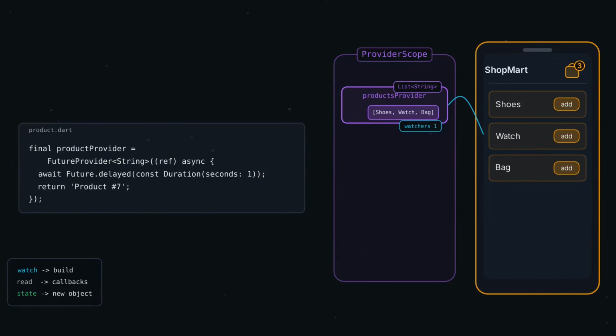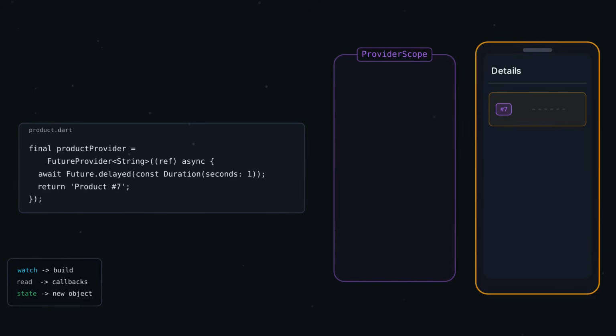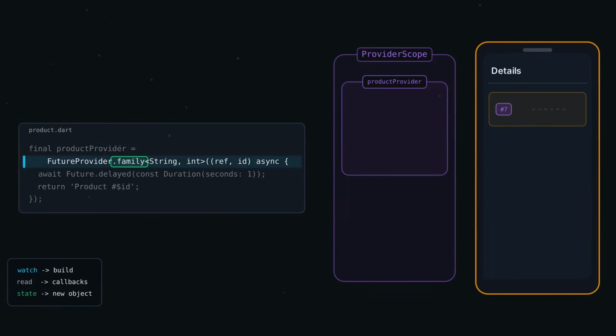Last tool for today, family. Everything so far was a single value. One cart, one product list. But tap a product, and the detail screen needs data for that specific product. One declaration cannot know every ID in advance, unless the provider takes an argument. Add .family and look at the recipe.